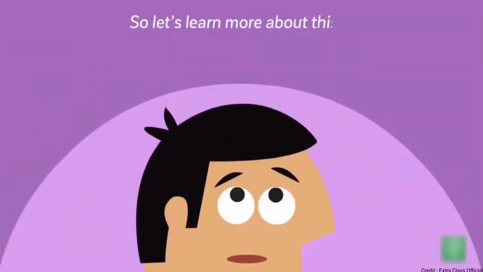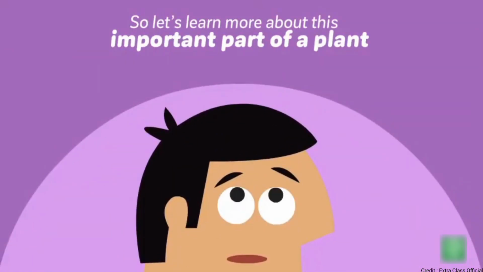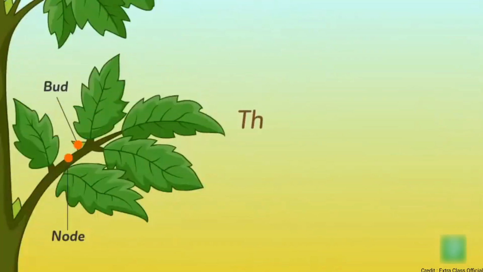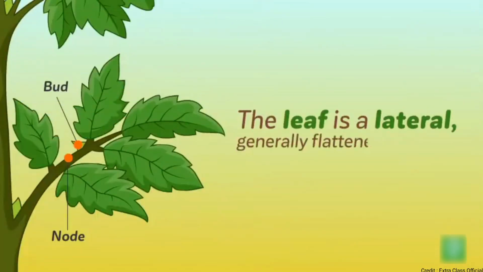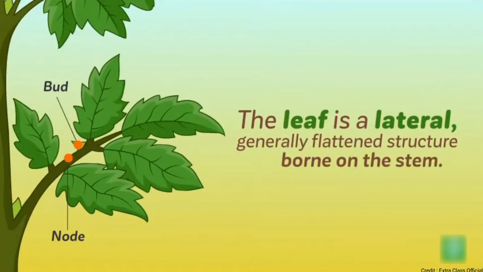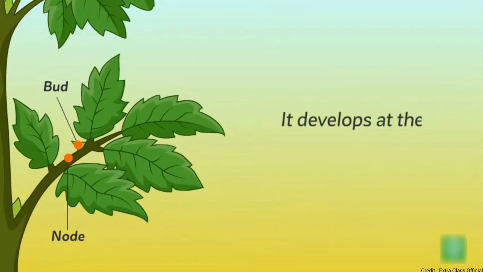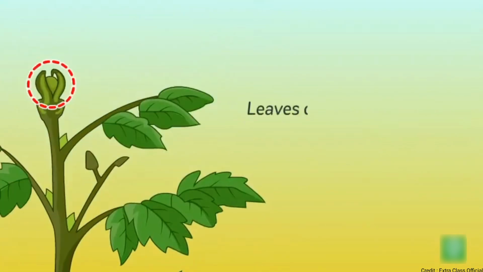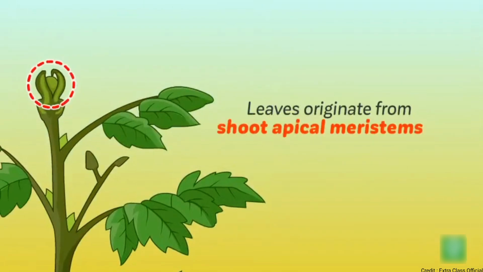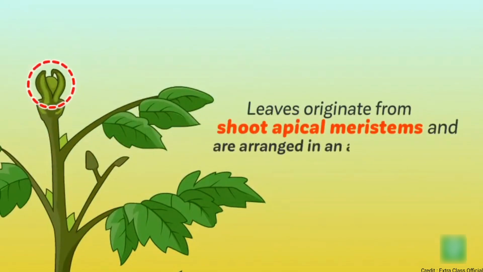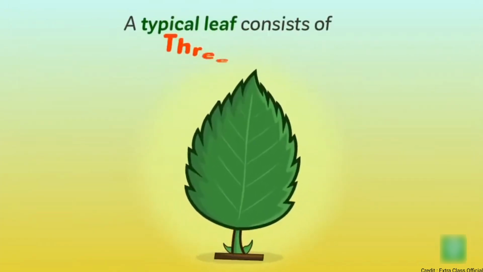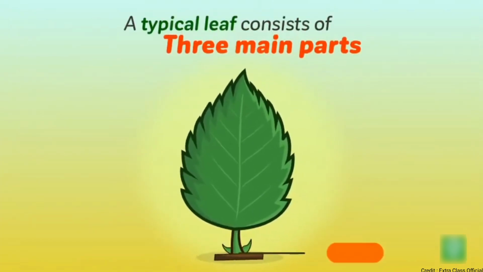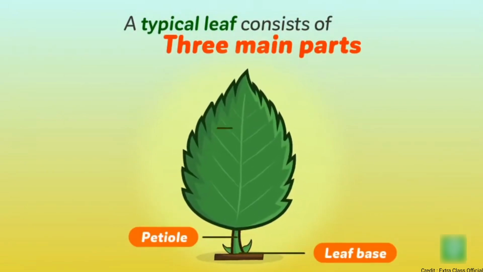So let's learn more about this important part of a plant. The leaf is a lateral, generally flattened structure borne on the stem. It develops at the node and bears a bud in its axil. Leaves originate from shoot apical meristems and are arranged in an acropetal order. They are the most important vegetative parts. A typical leaf consists of three main parts: leaf base, petiole, and lamina.